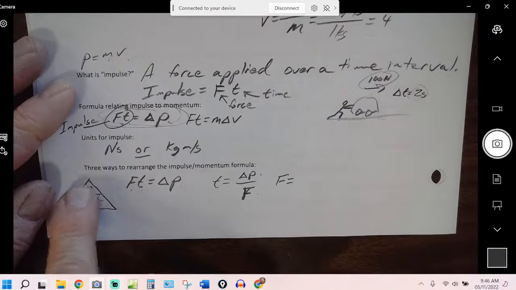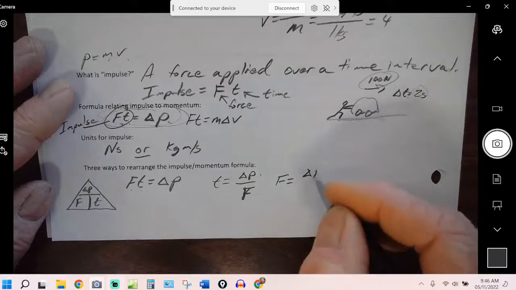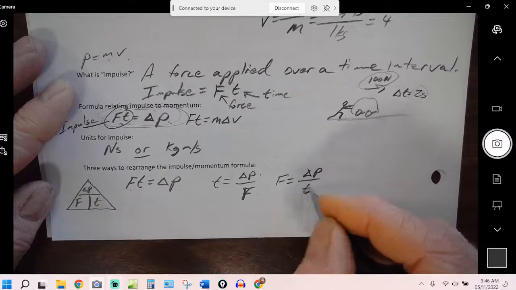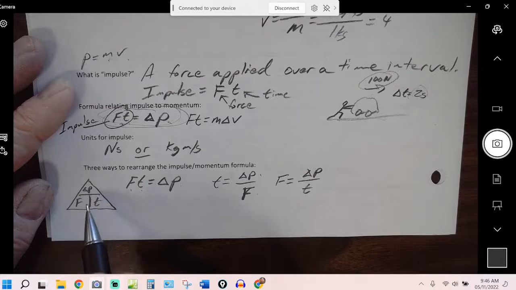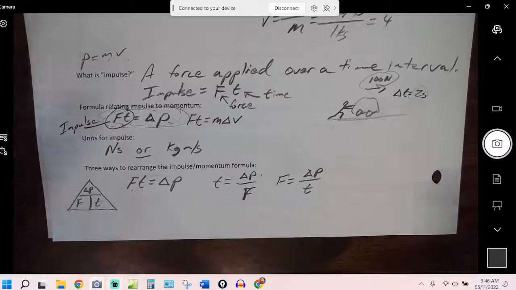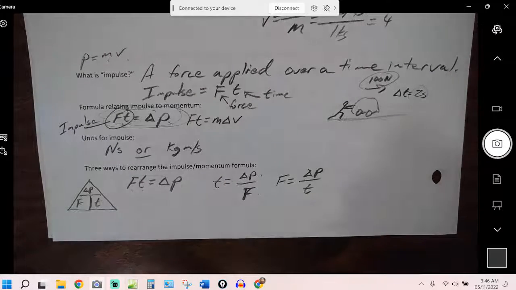Cover up F, delta P over T. If I want delta P, it's just F times T, which is what I already have. So those are three different ways you can use this, depending on what you're looking for. You might be looking for any of those things.